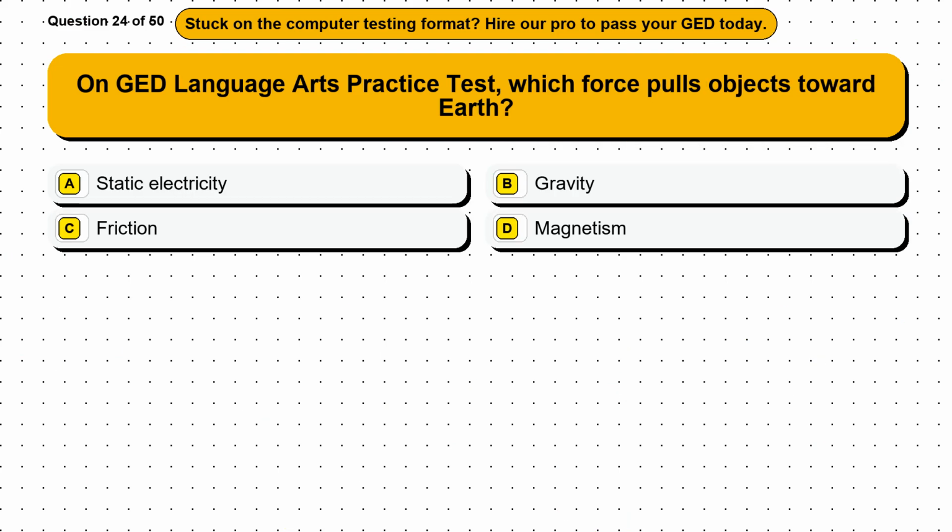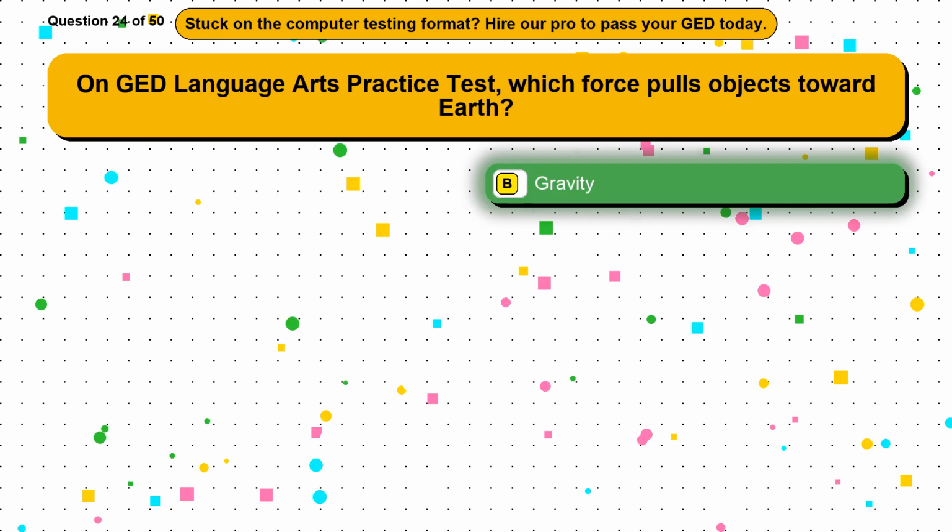Question 24. On GED Language Arts Practice Test, which force pulls objects toward Earth? Option A, static electricity. Option B, gravity. Option C, friction. Option D, magnetism. The correct answer is option B.